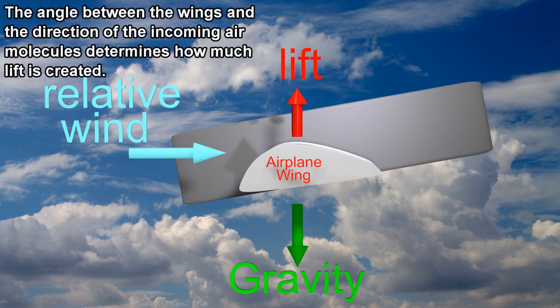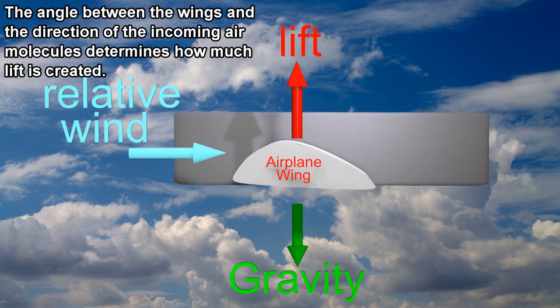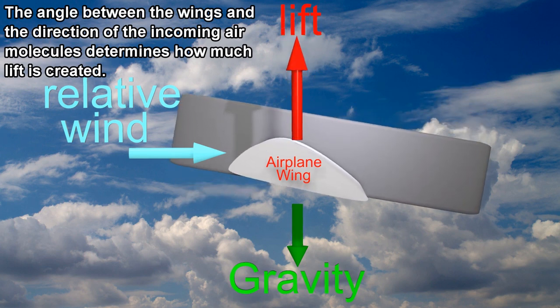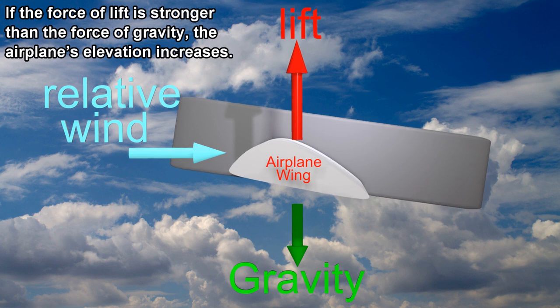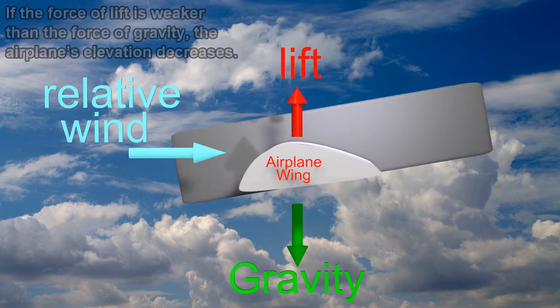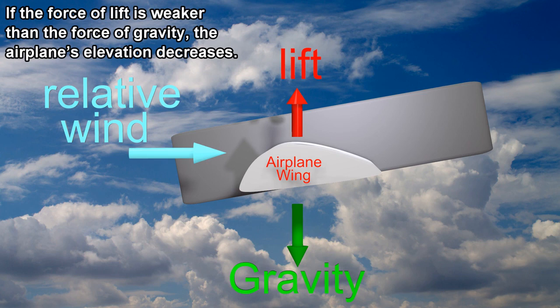The angle between the wings and the direction of the incoming air molecules determines how much lift is created. If the force of lift is stronger than the force of gravity, the airplane's elevation increases. If the force of lift is weaker than the force of gravity, the airplane's elevation decreases.